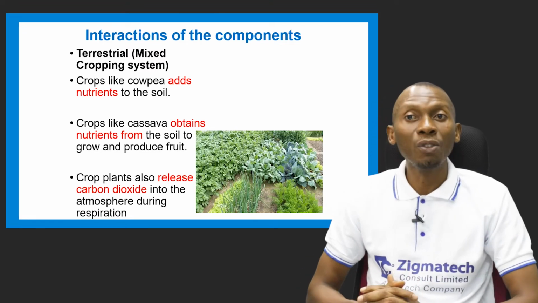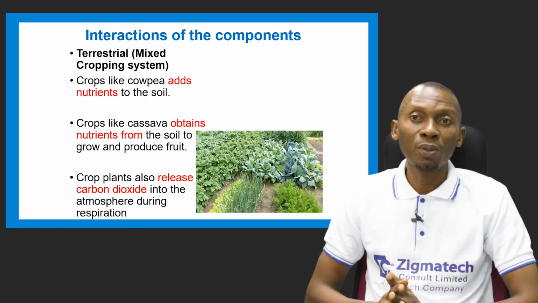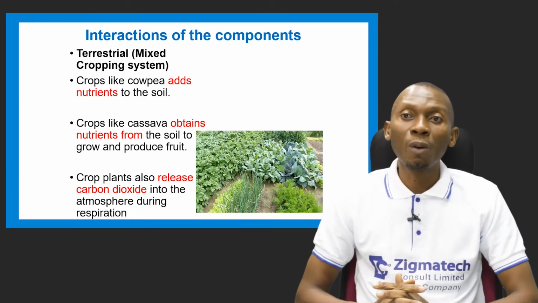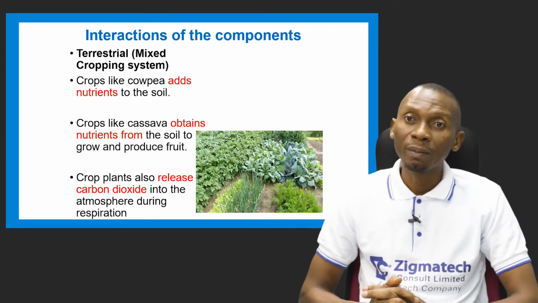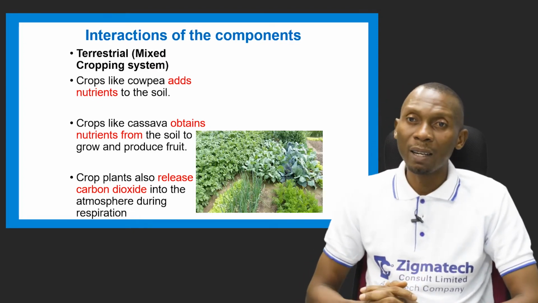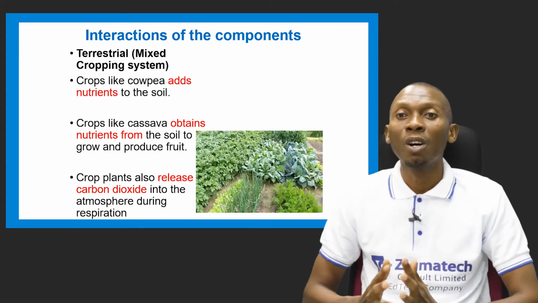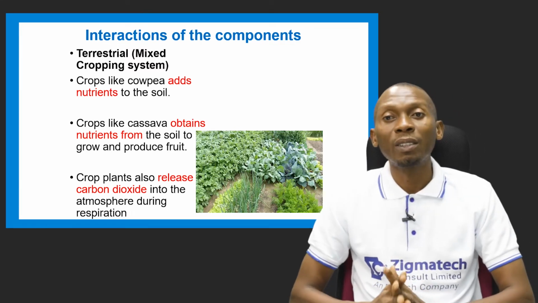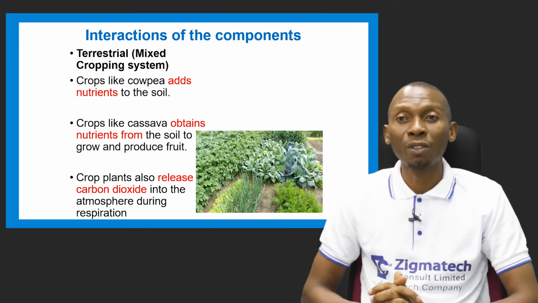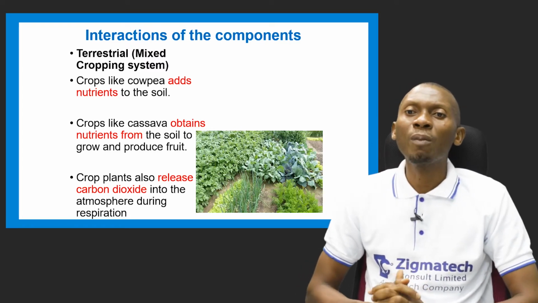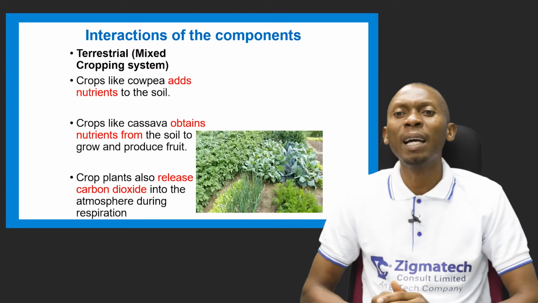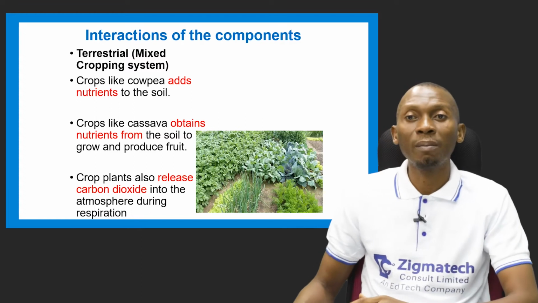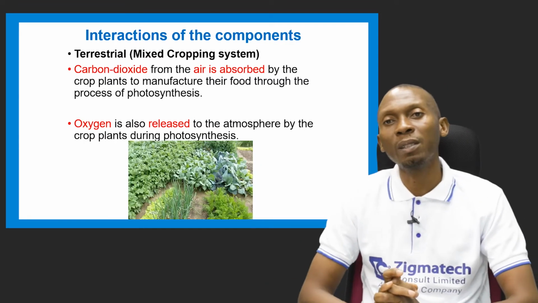Crops like cowpea add nutrients to the soil. So the crops, which are a biotic component, add nutrients to the soil, which is an abiotic component. The crops also obtain nutrients from the soil. Crops like cassava and other arable food crops obtain nutrients from the soil. The crop is a biotic component, while the soil is an abiotic component, an edaphic factor specifically. Then the crops also release carbon dioxide into the atmosphere during respiration. That's another interaction between the biotic and the abiotic components in a mixed cropping system.